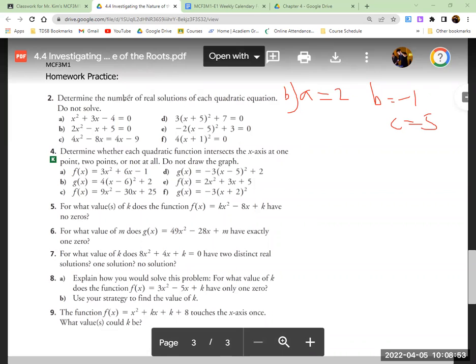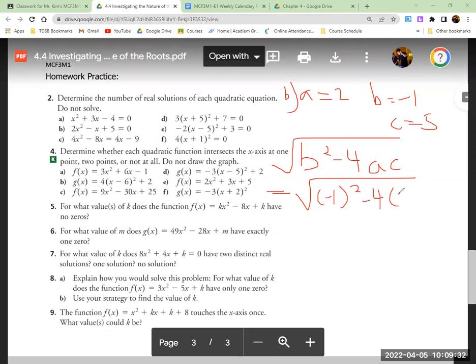The question says, determine the number of real solutions of each quadratic equation. And it even tells me, don't solve it, just tell me how many roots there are. Some people, when they're like, oh, how many roots? I'm just going to solve it and count how many roots there are. No, you can actually do a shortcut because that's what the discriminant is for. b squared minus 4ac. Remember, that portion is underneath the square root. So tell me what's underneath that square root. b squared minus 4 times a times c.